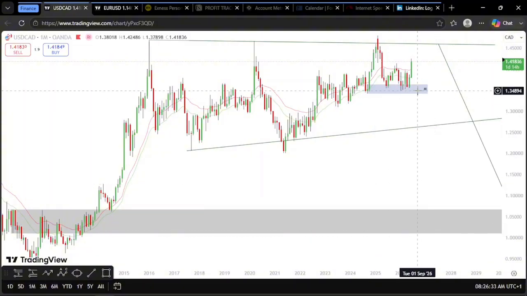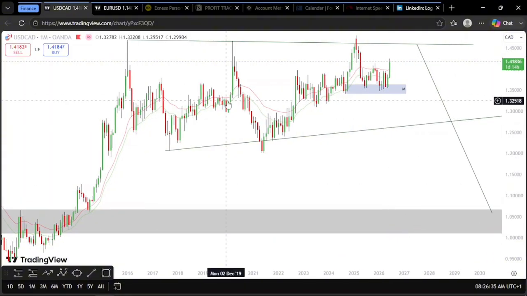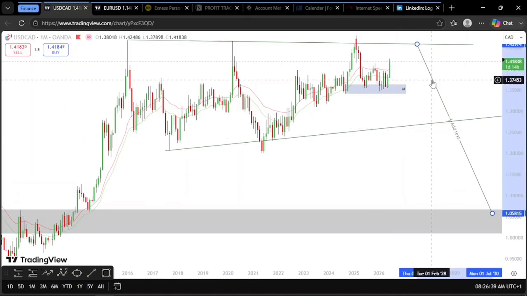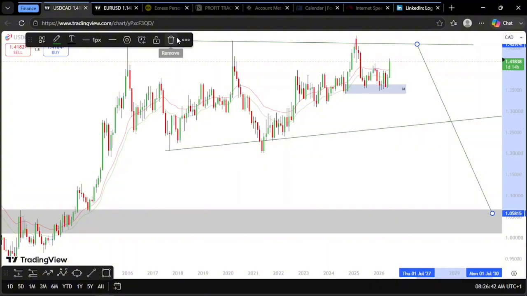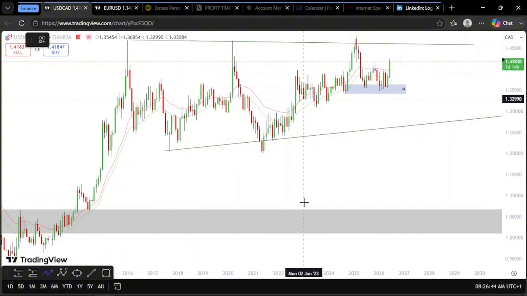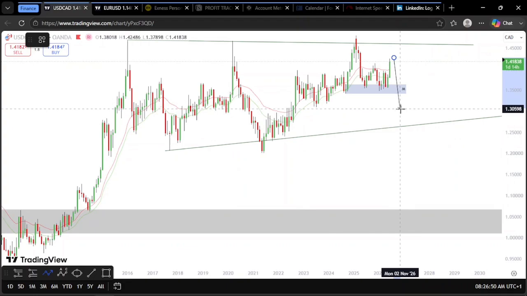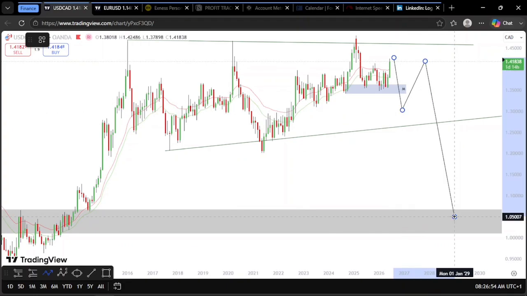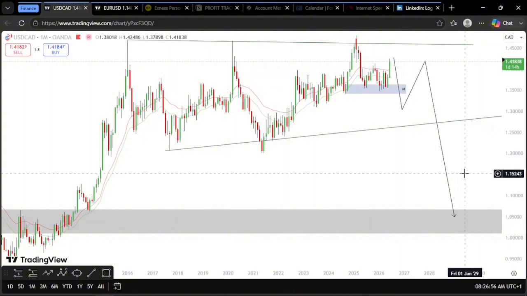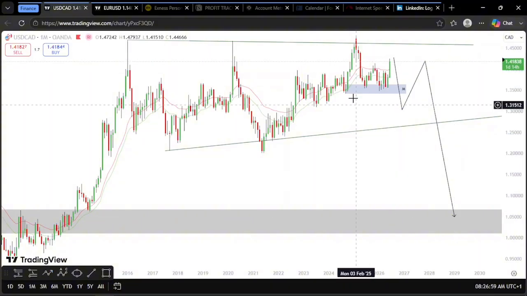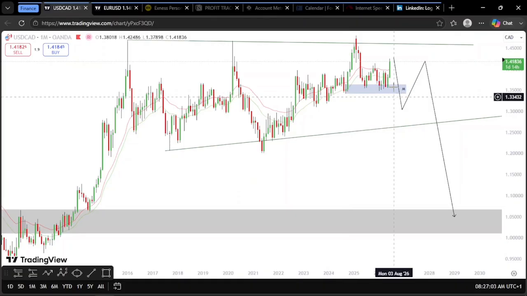We are currently reacting to this support here. So what I'll be looking for on the monthly time frame will be something like this: a break of this mini structure here, a retest, then something like that. But for now, if this structure does not break, if this low here does not break, then we should be seeing price come all the way to this high here.